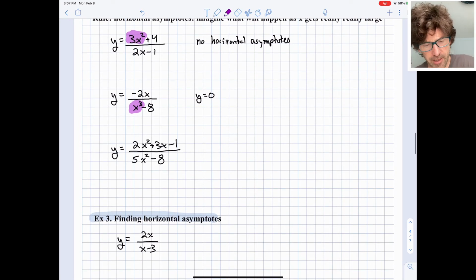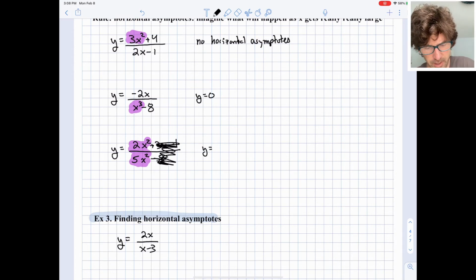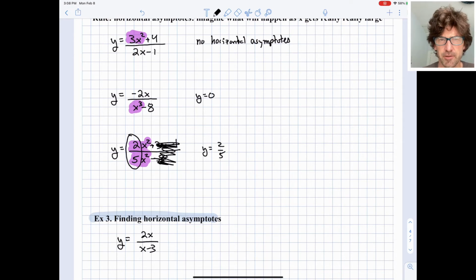What if we have this case where our two terms with the largest exponents sort of cancel out top and bottom? To be clear, this 3x minus 1 and this minus 8 don't really matter in the grand scheme of things as x gets large. But what if we have an x squared term up top and a comparable x squared term down below? Here our horizontal asymptote is y equals 2/5. And I got the 2/5 by looking at the coefficients of those terms.